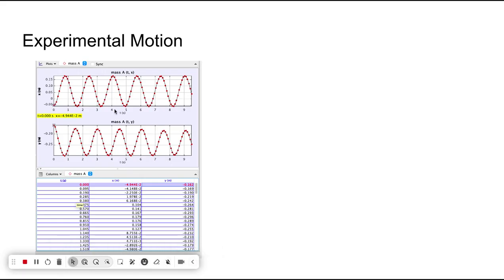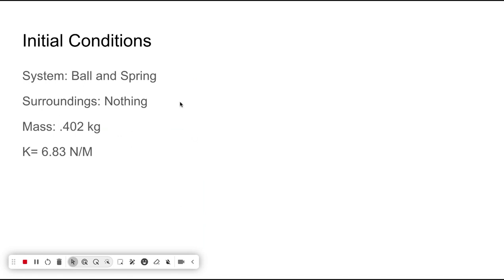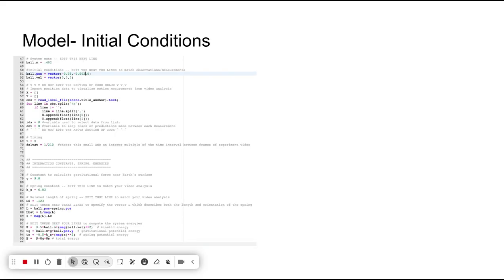And you can see the positions at the bottom. You may look if you want to. They're not that interesting. So our initial conditions: our system's going to be the ball and the spring. Our surroundings are going to be nothing. That way we can make the math a little bit easier on ourselves and say that there was no work done on the system. The initial mass of the ball is 0.402 kilograms, and the spring constant, K, is 6.83 newtons per meter.